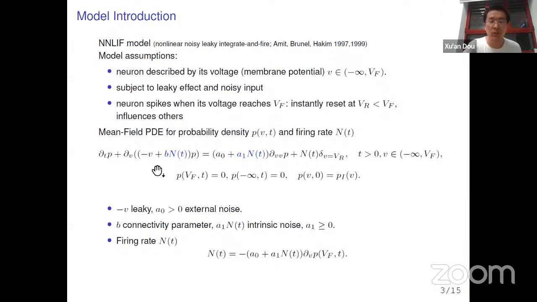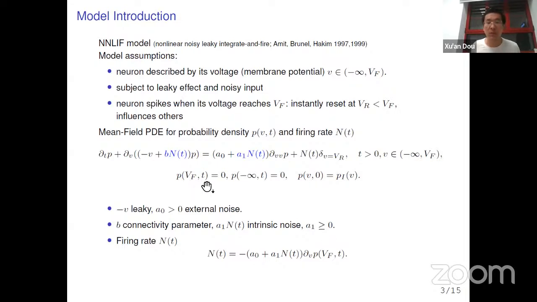In the advection term, the first term, minus V, denotes the leaky effect, and the second term describes how one spike influences other neurons. Just like in Delphine's talk, if B is positive, we are in the excitatory regime, and negative B represents the inhibitory regime. The diffusion coefficient also consists of two terms. If the first term A0 is positive, it denotes the external noise from the input. And the second term is the intrinsic noise, which is the noise due to the spiking activity in this neural network. We have this parameter A1 non-negative. In many analyses in the literature, this A1 is often set to be 0.